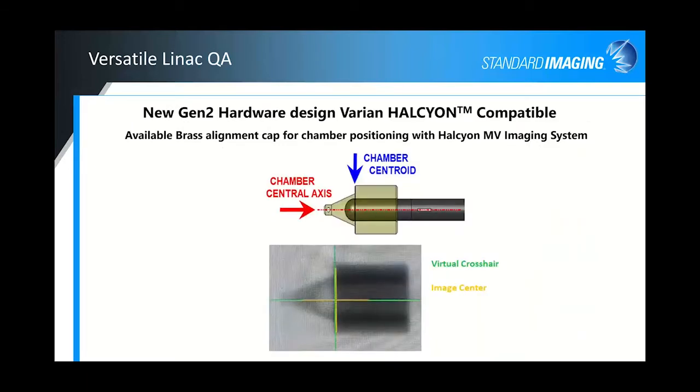Additionally, we also offer a Halcyon compatible brass alignment cap to allow you to get that chamber positioning with the Halcyon MV imaging system, since there are no internal crosshairs or internal field lights, I should say, and crosshair wires for positioning the chamber. You can utilize the buildup cap and the MV imaging.